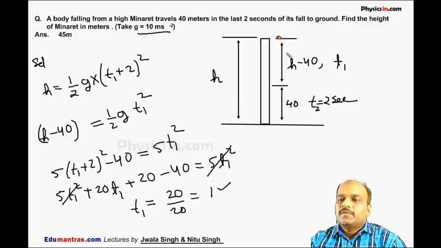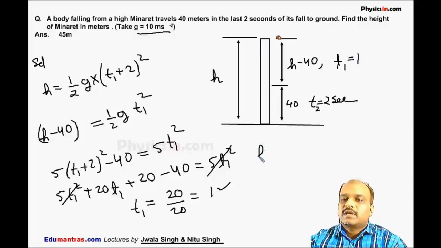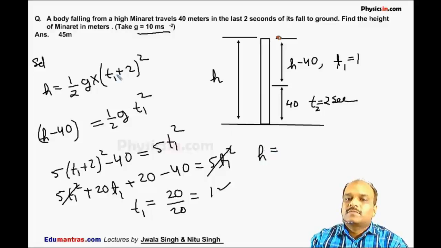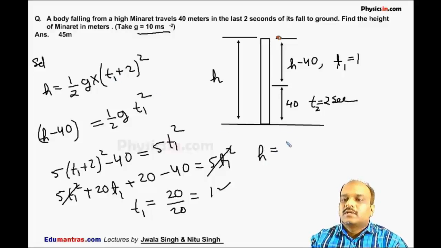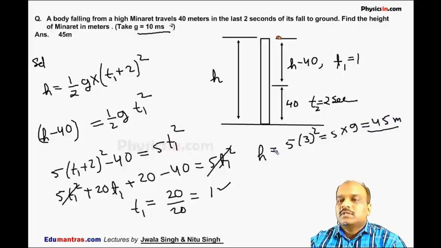Now if t1 is 1 second, the total time of fall is 3 seconds. So now h is equal to half g t square, I substitute the value, I get 5 into 3 square, that is 5 into 9, that is equal to 45 meter. So this is the answer.